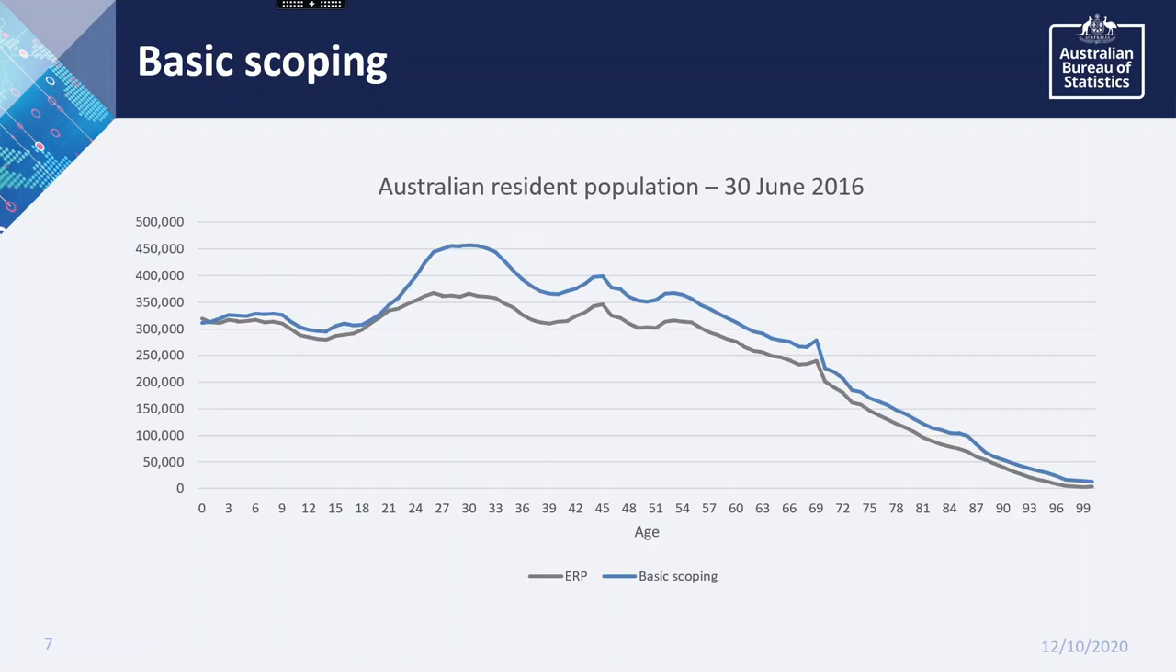So this little graphic shows the age distribution in grey of the estimated resident population. And that blue line is what the distribution of our linked admin data looks like if we apply those basic scoping rules. So while the trend somewhat follows ERP, there are obviously some notable areas of overcoverage, particularly in the middle years from the early 20s right up until the late 60s.